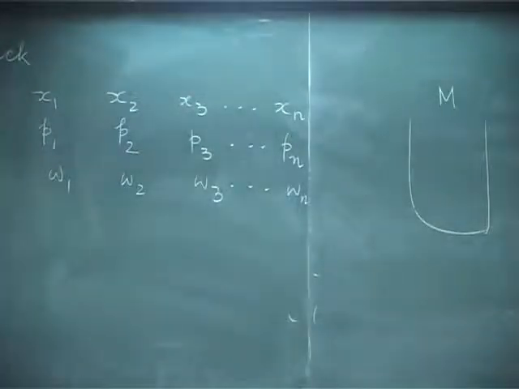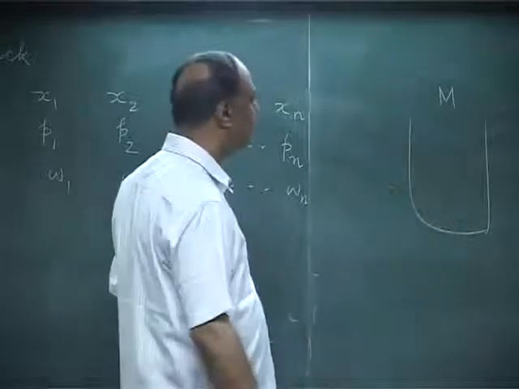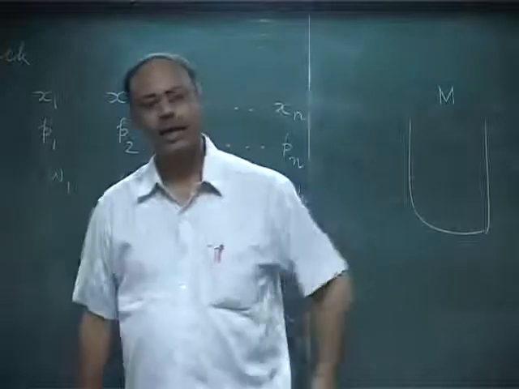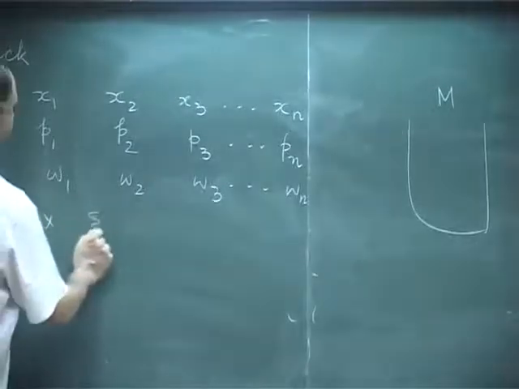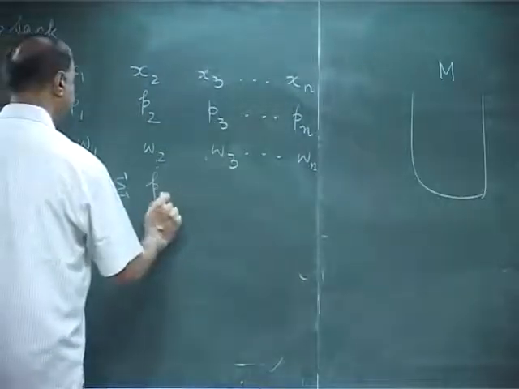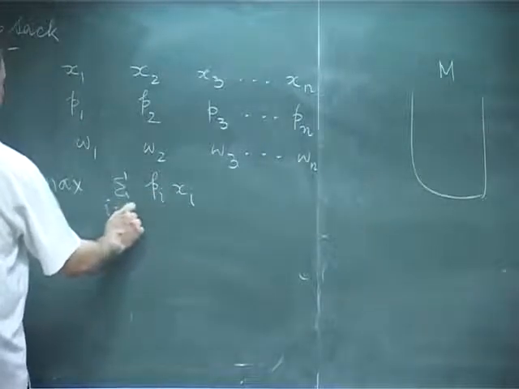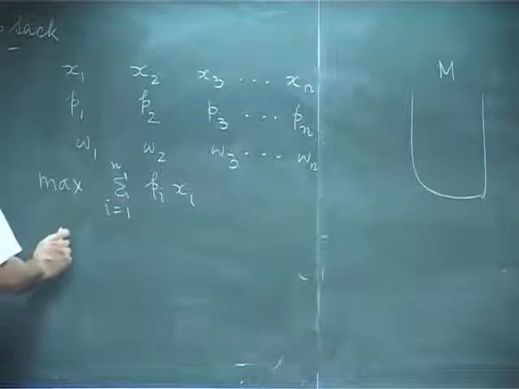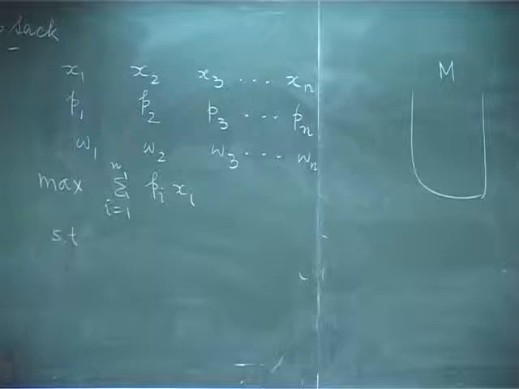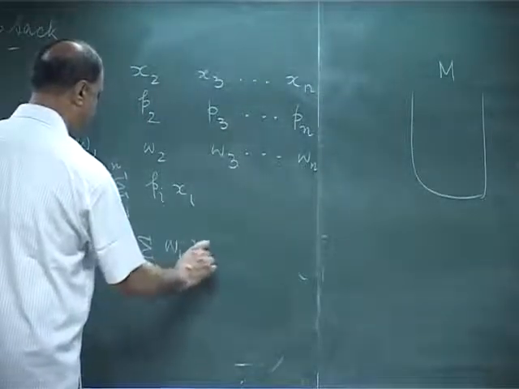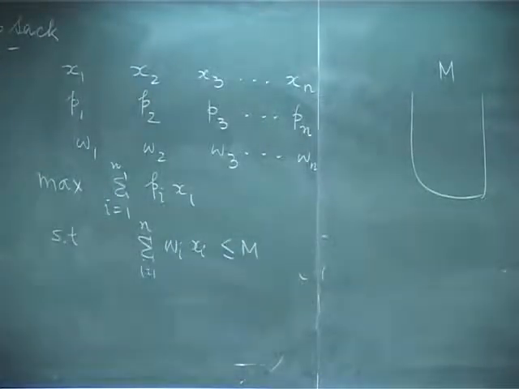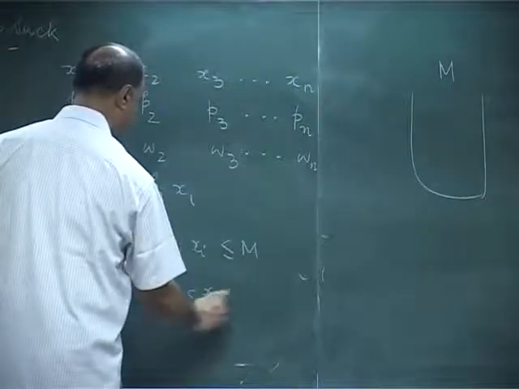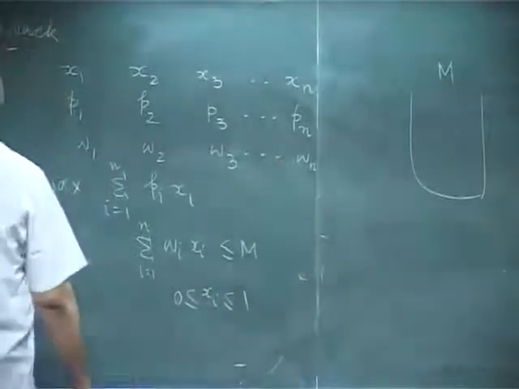Now, one thing should be clear to you: if my bin is not full, then I should take some more items so that I earn a little more profit. So I can write the problem as: maximize summation of Pi Xi, i equals 1 to n, subject to the condition that summation of Wi Xi, i equals 1 to n, is less than or equal to M, and Xi lies between 0 and 1, and weights are positive.